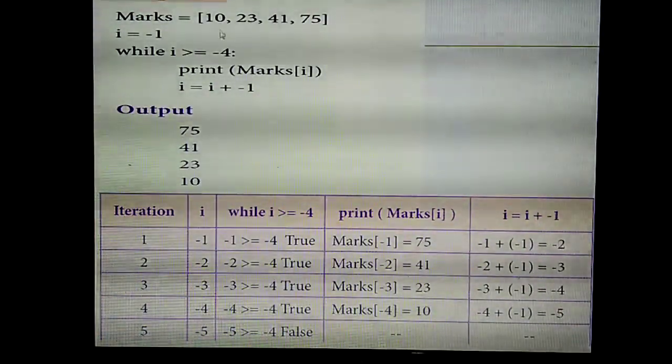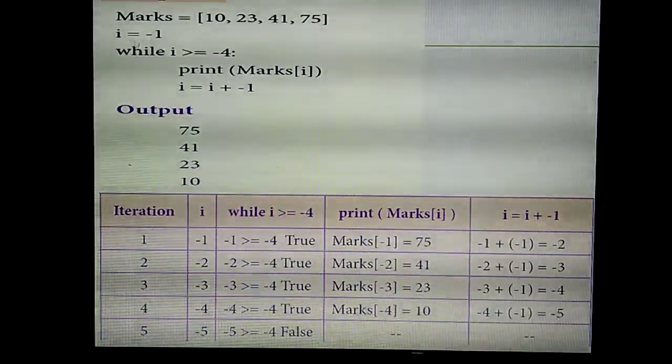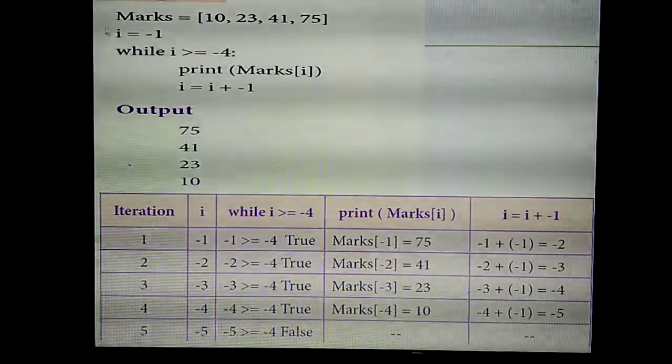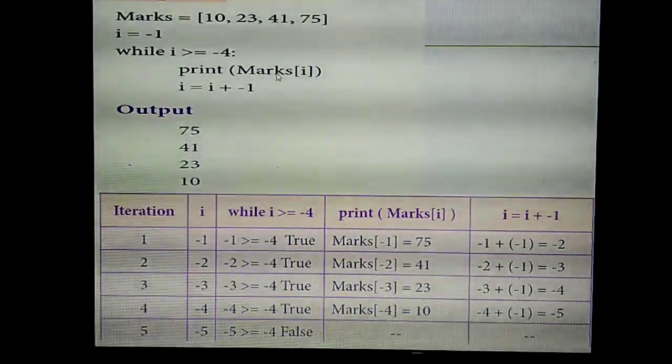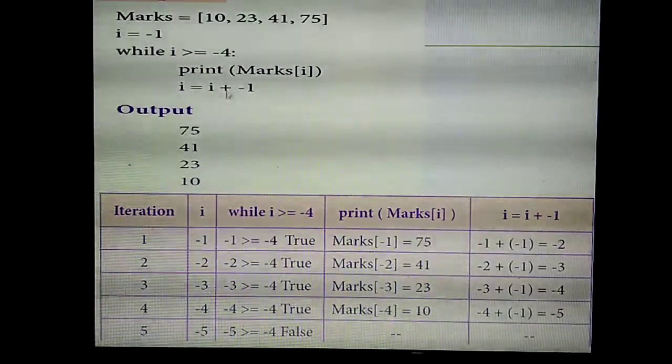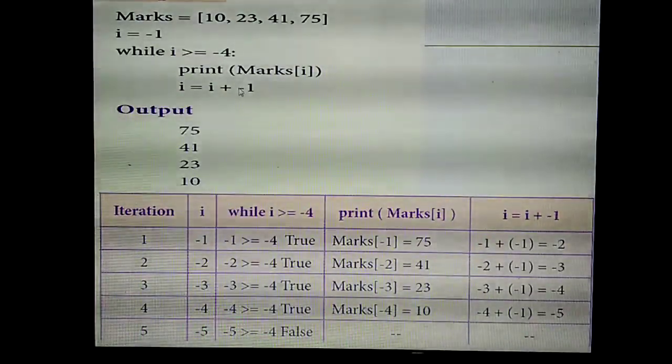Next, the step is print. Which list do you need to print? Marks. Marks of which index? Marks of i. Next, the index value needs to be incremented with -1, so i plus -1.